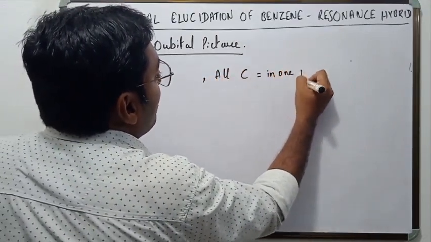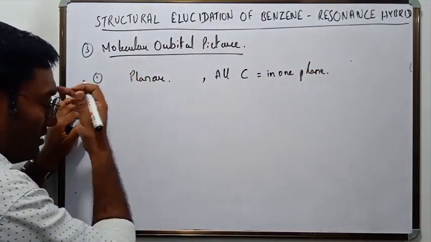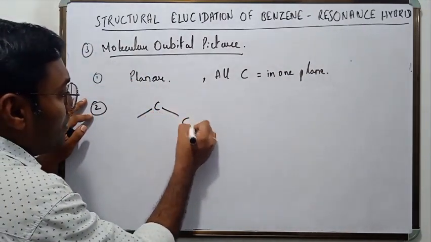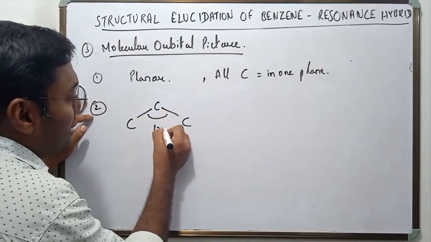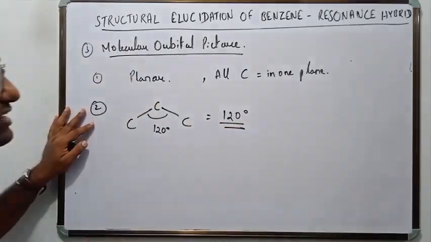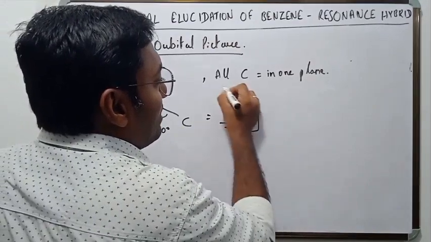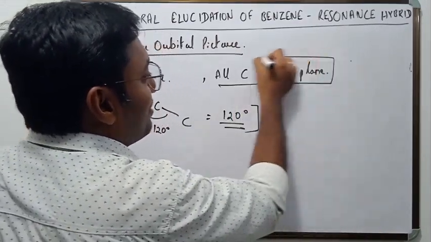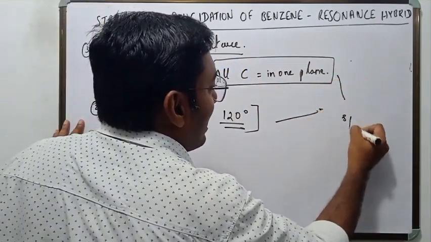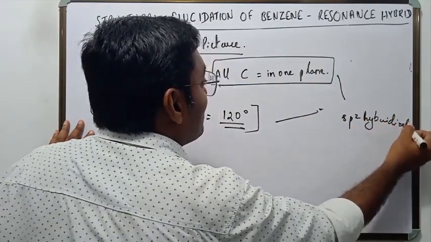Fine. And the second finding of X-ray diffraction measurement was that the carbon-carbon-carbon bond angle is 120 degrees. What does this indicate? An angle of 120 degrees and a planar molecule both indicate sp2 hybridization, because sp2 hybridization involves a CCC bond angle of 120 degrees.